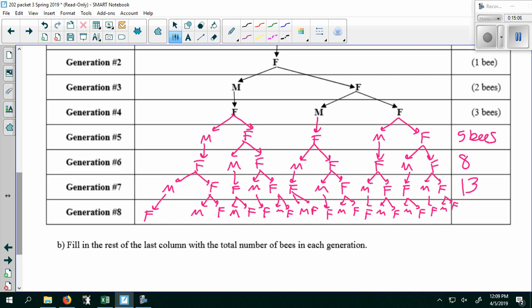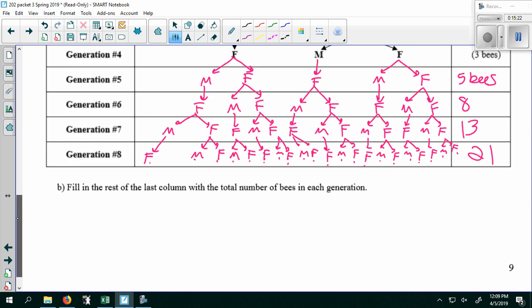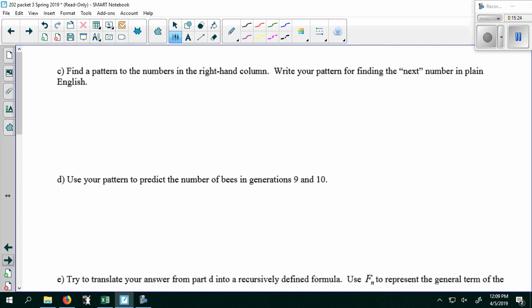Okay, that means that in this generation we have 1, 2, 3, 4, 5, 6, 7, 8, 9, 10, 11, 12, 13, 14, 15, 16, 17, 18, 19, 20, 21 bees. Okay, we want to find a pattern to the numbers in the right-hand column. Write your pattern for finding the next number in plain English.